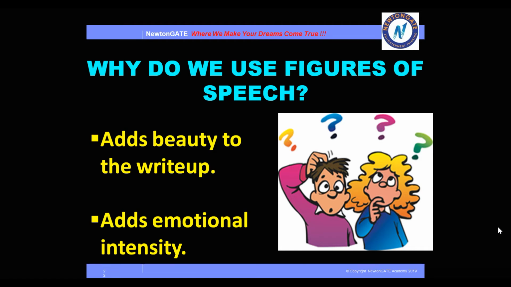So the writing appeals to the readers and it adds beauty to the write-up by making it more and more interesting. The second point is that it adds emotional intensity. Now, figures of speech help us to build an emotional connect between the reader and the writer. So we can easily connect with what the writer is about to tell us or how he wants us to connect with his writing.